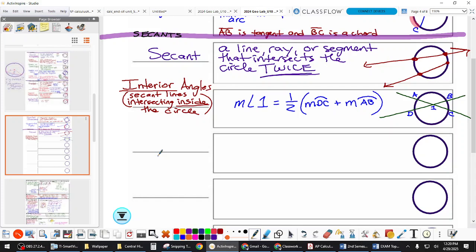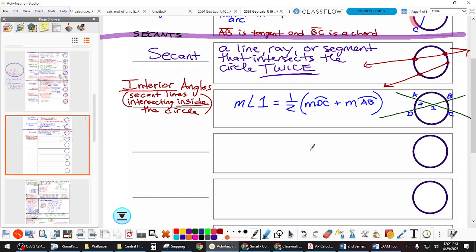Now, how could you change that? Let's say we wanted to solve for a different angle. How could you change that? Don't change your notes, but what if I wanted to do angle 2? How do you think your formula would have to change to find angle 2? Measure angle 2 equals 1/2 measure arc AD and then BC.